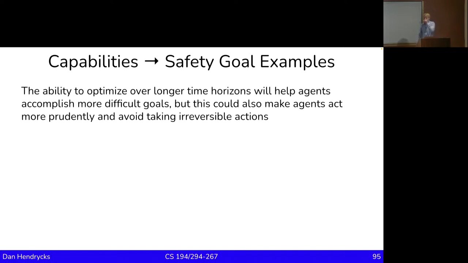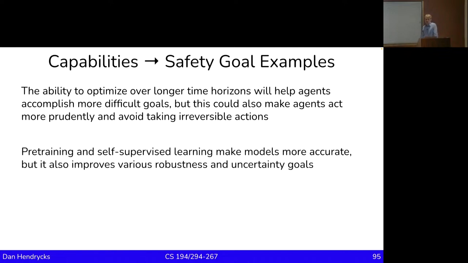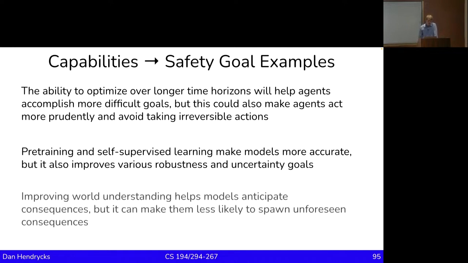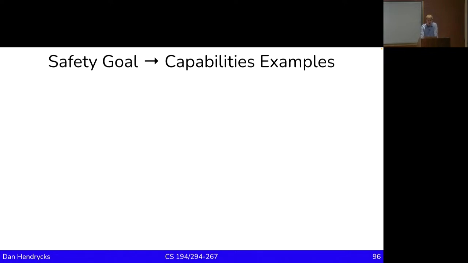If an agent has the ability to optimize over a longer time horizon, then it could accomplish more difficult goals. And then it could act more prudently and less hastily or irrationally, and avoid taking irreversible actions and keep higher optionality. So this is a case where, because it gets smarter, this can help make it safer in various respects. Likewise, pre-training and self-supervised learning make models more accurate. And this happens to make it also better at robustness and generally more calibrated as well. Finally, improving the world understanding helps the model anticipate consequences, and it makes them less likely to spawn unforeseen consequences.